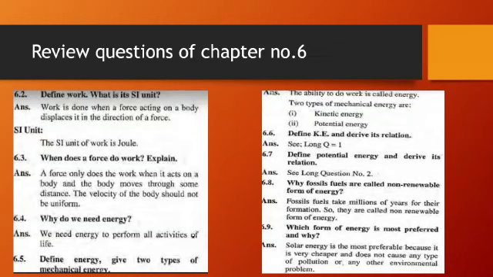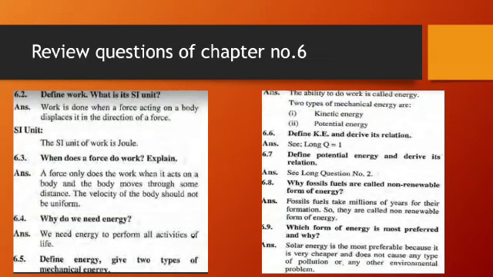6.8, why are fossil fuels called a non-renewable form of energy? Fossil fuels take millions of years for their formation, so they are called a non-renewable form of energy. Non-renewable means that once they are finished, after that they'll take millions of years to be reproduced.